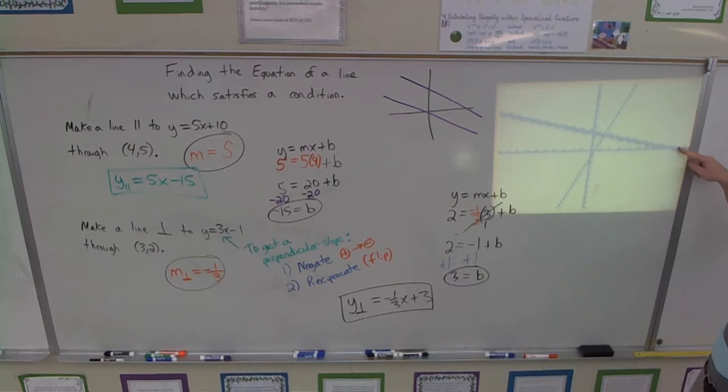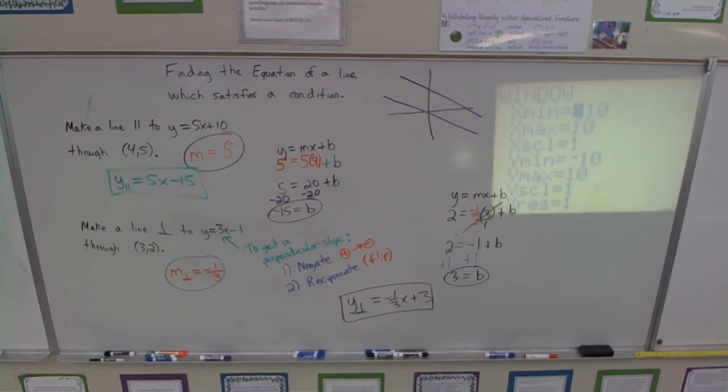Here's the new line. Could you guys believe or buy that those look like they're perpendicular? Looks like it's a little bit off from 90 degrees. I think that has to do with the window. If you pick a zoom square window, that makes it really nice and square. It'll look better, I think. Yeah, a little bit better that way.